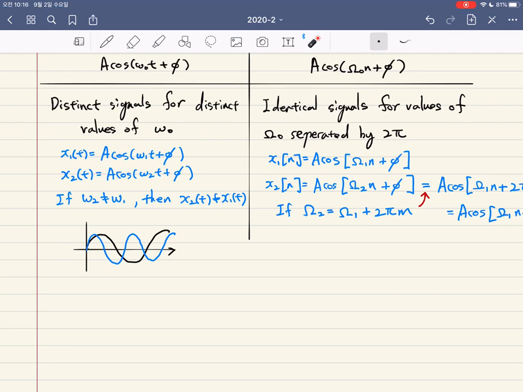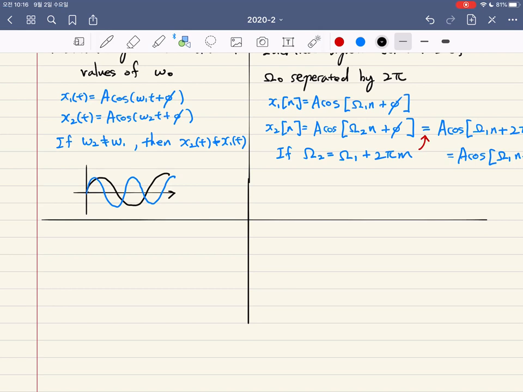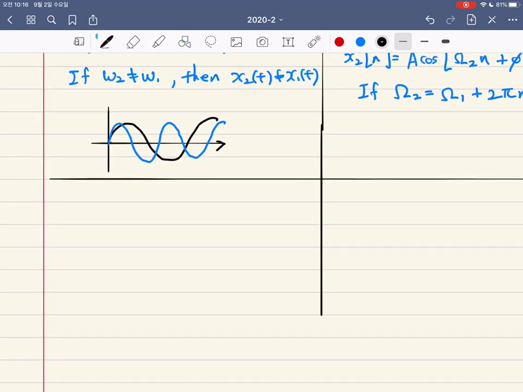So this is one different aspect, and the second one is for continuous time. Then you can say the signal is periodic for any choice of omega 0. So it's always a periodic signal for continuous time.